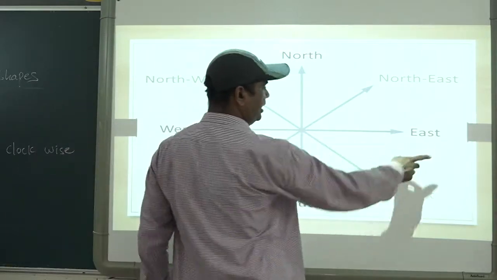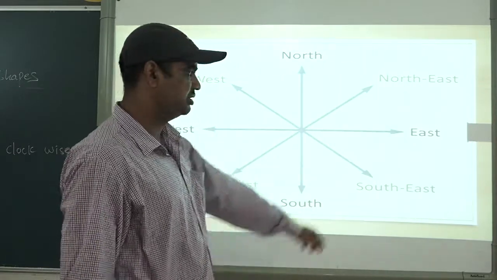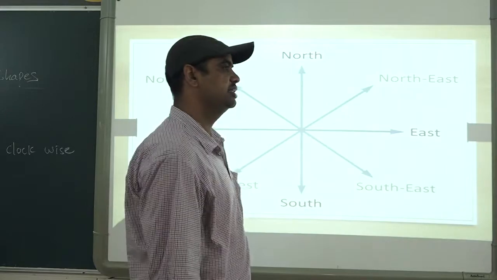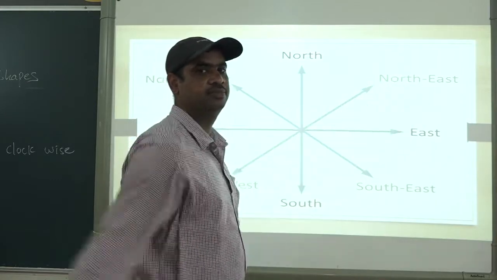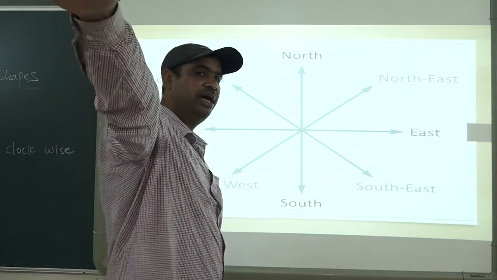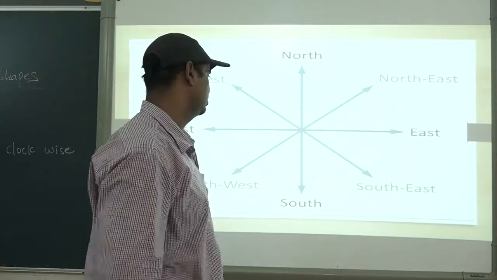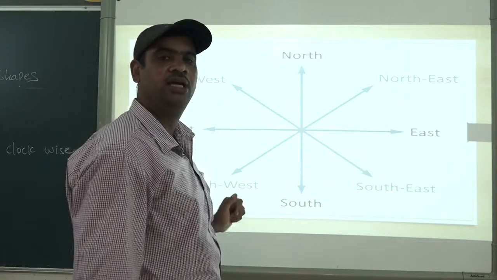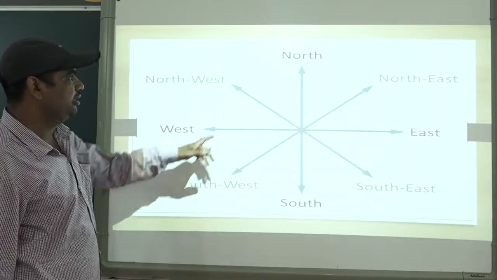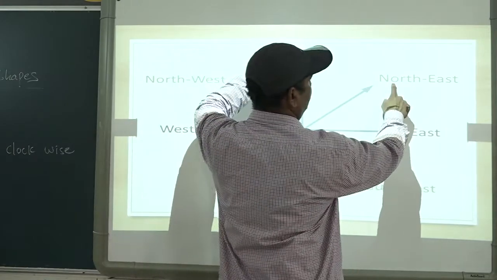Then the east side is where the sun rises. The sun rises on the east side. Suppose this side is the east side. Okay, the opposite of this side will be the west side. On my right hand it is south. And my left side will be what? North.